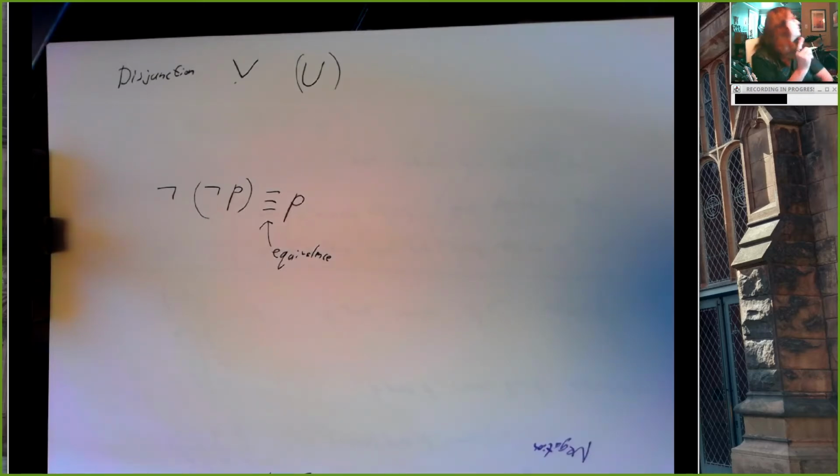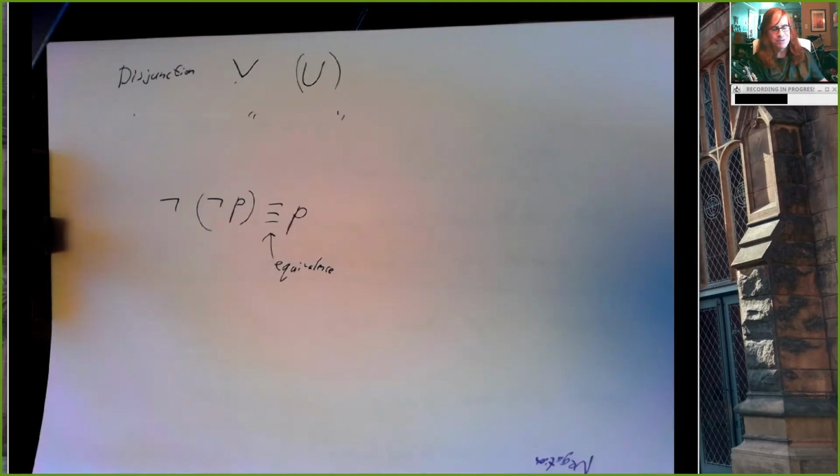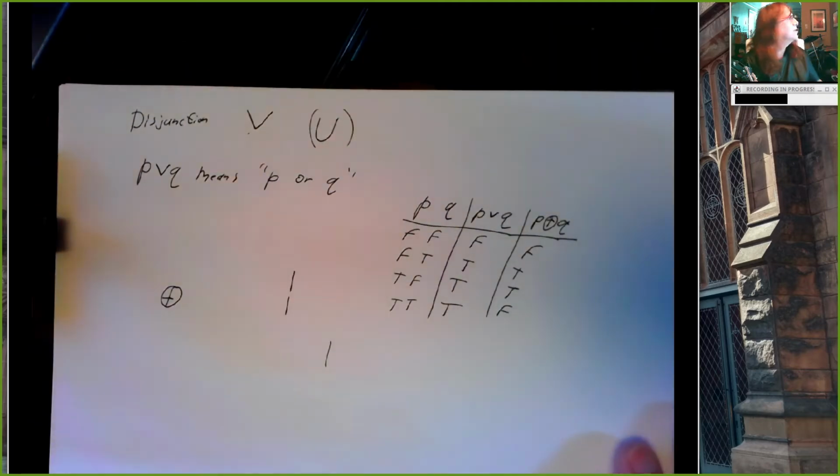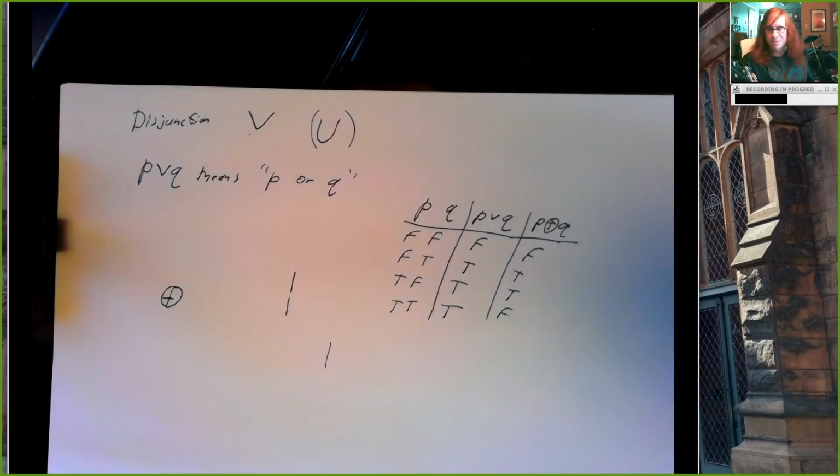But before we do that, let's go ahead and take our break, and then we'll come back and we'll talk about another way of forming propositions from other propositions, and then we'll start looking at properties of propositions. So let's do like a 4.5-minute break, and then we'll come back and continue.